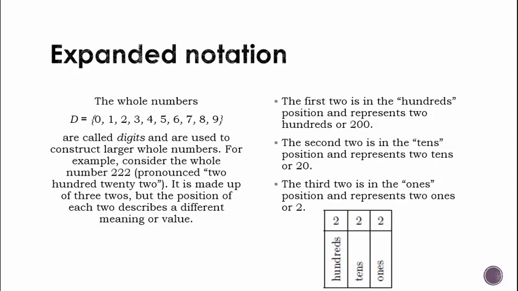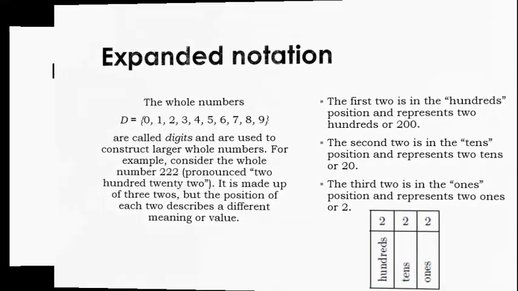Now, here's a cool trick that we can do. This hundreds column is 100, this tens column is 10, and this ones column is 1. Simply multiply the number above it, and then add it all together. So 2 times 100 is 200. 2 times 10 is 20. 2 times 1 is 2. Now add those: 200 plus 20 plus 2 equals 222. This is our cool trick we're going to use, right?